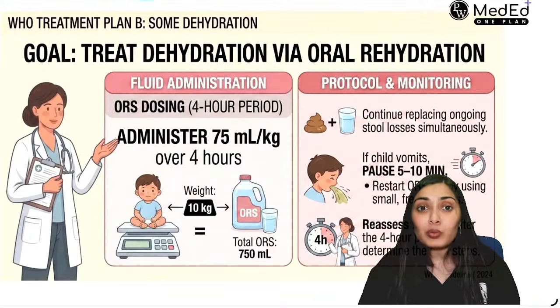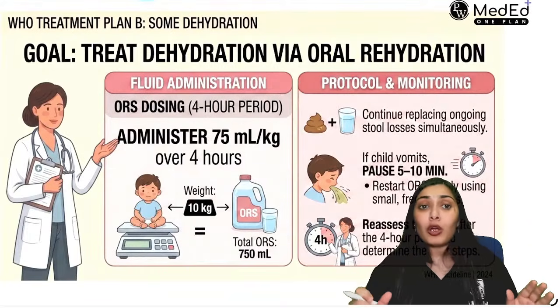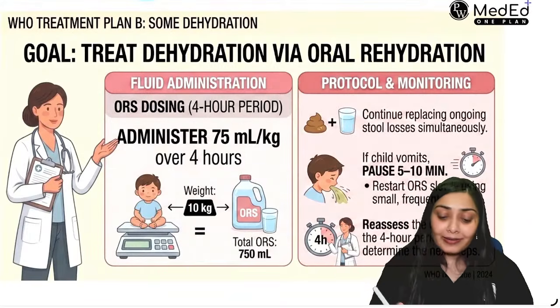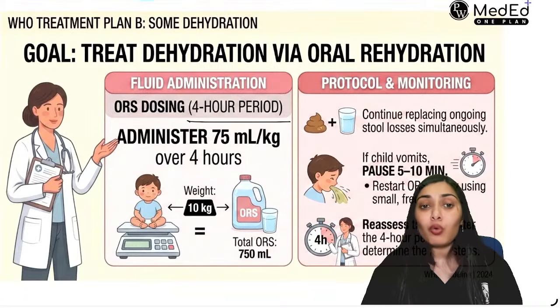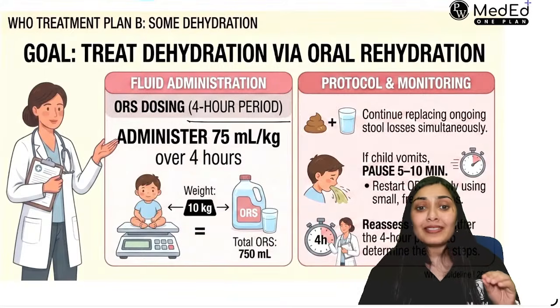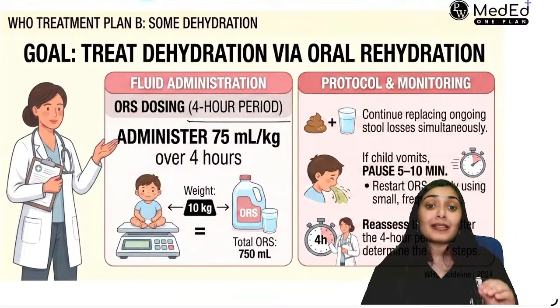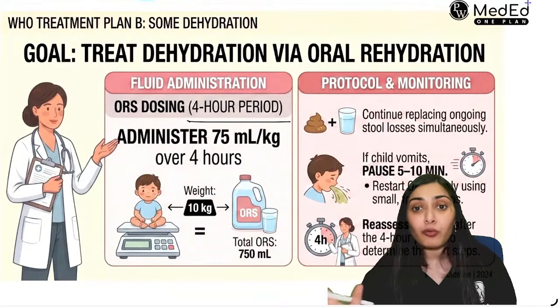But how will I do that? I will use oral rehydration, ORS. So how do we correct this dehydration? We correct this over 4 hours. We give 75 ml per kg over 4 hours. So if the child is 10 kgs, I am going to give 750 ml of ORS and ask the mother that she should offer the 750 ml over the next 4 hours.